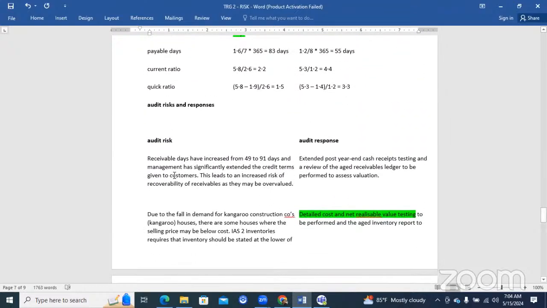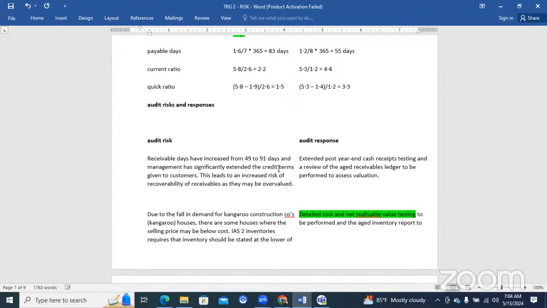See here. Receivable days have increased from 49 to 91 days. This is from my ARP. And management has significantly extended credit terms. This is from the story. Both should be merged together. That is the only difficult thing. To do this, you should know the relationship.